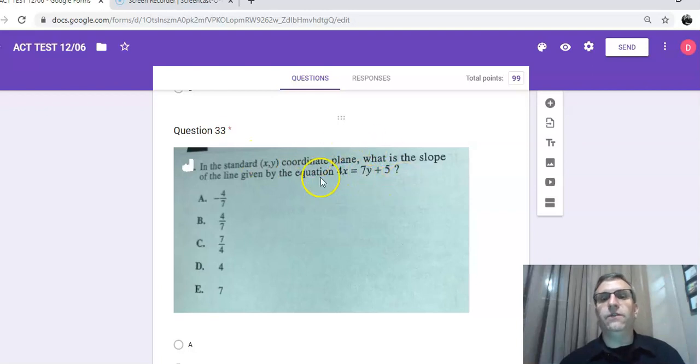There's a multitude of ways that you could solve this, but remember that when you're looking for slope, it's negative a over b. A is in front of the x, b is in front of the y. I've got to get both of these on the same side. There's a couple of ways I could do this, but if I just subtract 7y from both sides, then that means I have negative 4 over negative 7. Again, your A is always in front of the x, B is always in front of the y.